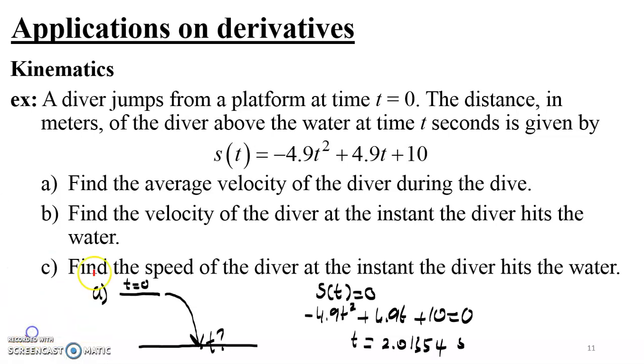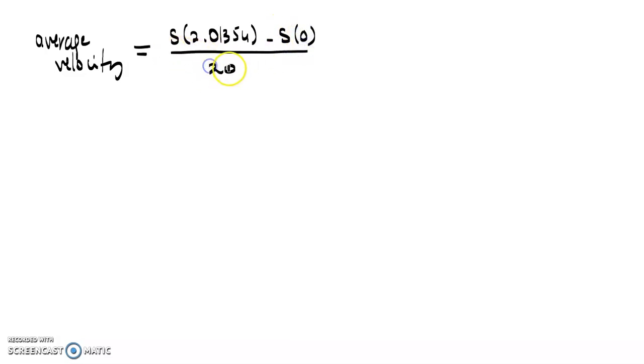Now, if I were to draw the curve representing this dive, then that is a quadratic equation that is bending downwards. So over here, what I would really be finding is the slope of the segment that joins these 2 points on the curve. By definition, that is the average rate of change over a period of time. So in order to determine that slope, for the average velocity, what I would basically do is find s of 2.01354 minus s of 0 divided by 2.01354 minus 0. So that's the slope formula.